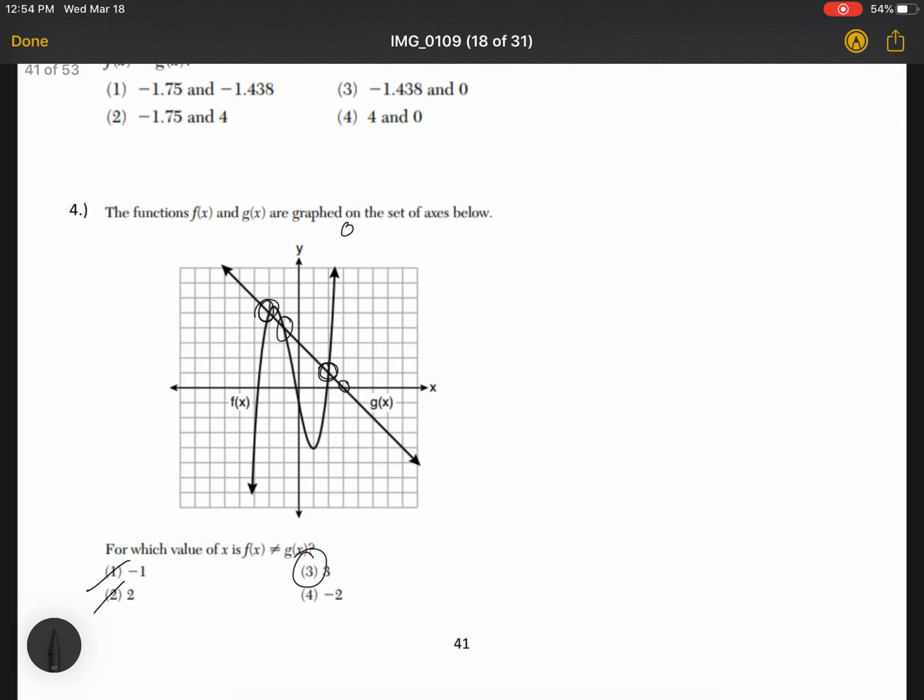So for that question, guys, all you need to do is go to that x value on your graph and follow it up to where the actual graphs are. Okay, so that one was choice 3.